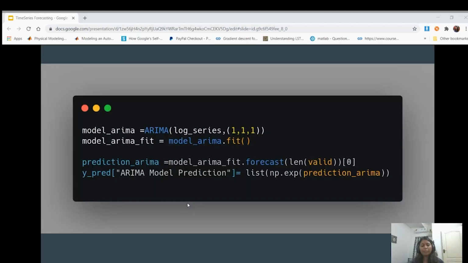Now we will get into the ARIMA model. Model fit and then model prediction. You can just import a library called statsmodels. From there, you can import ARIMA, and it works on the log series. You can just fit the model, and then you can do the prediction in your validation set.